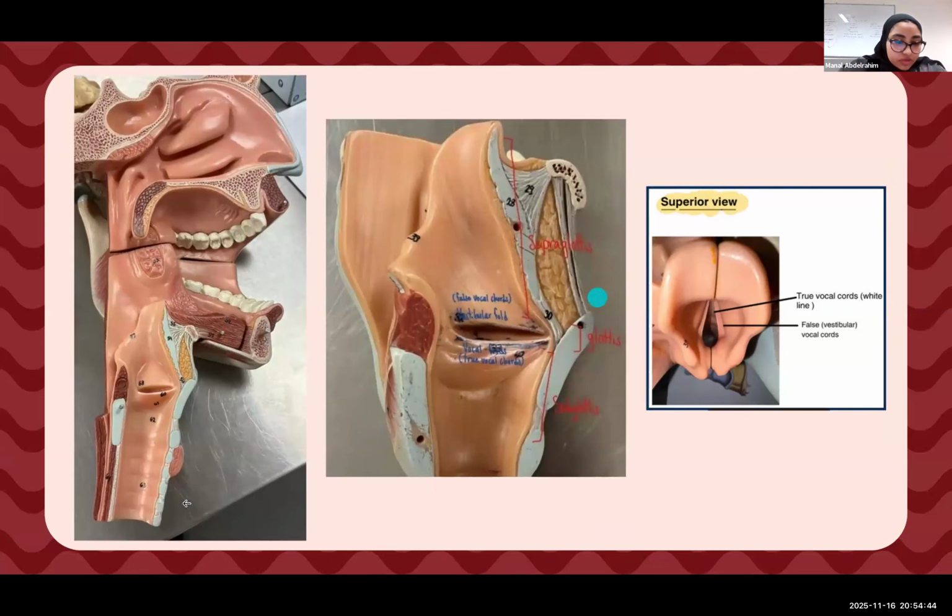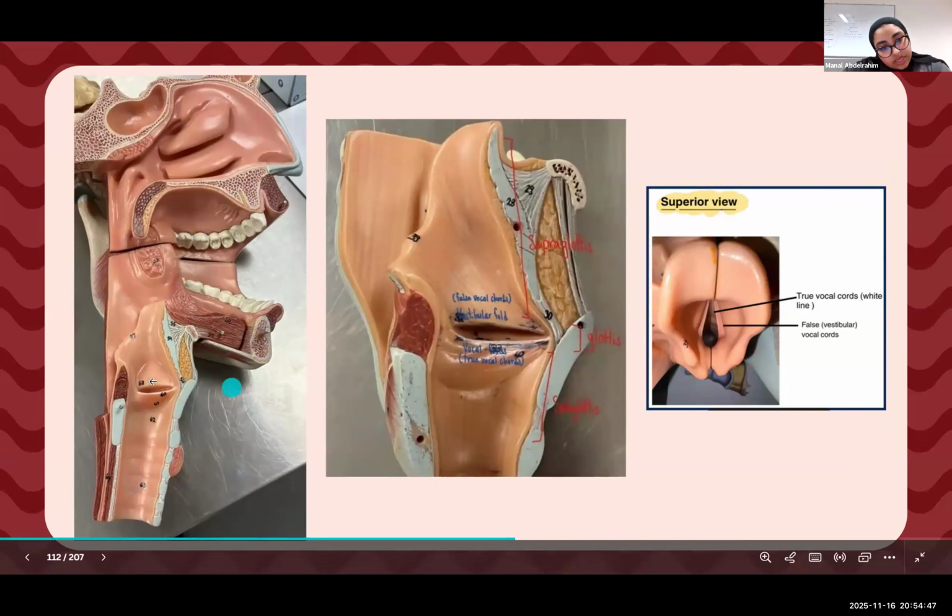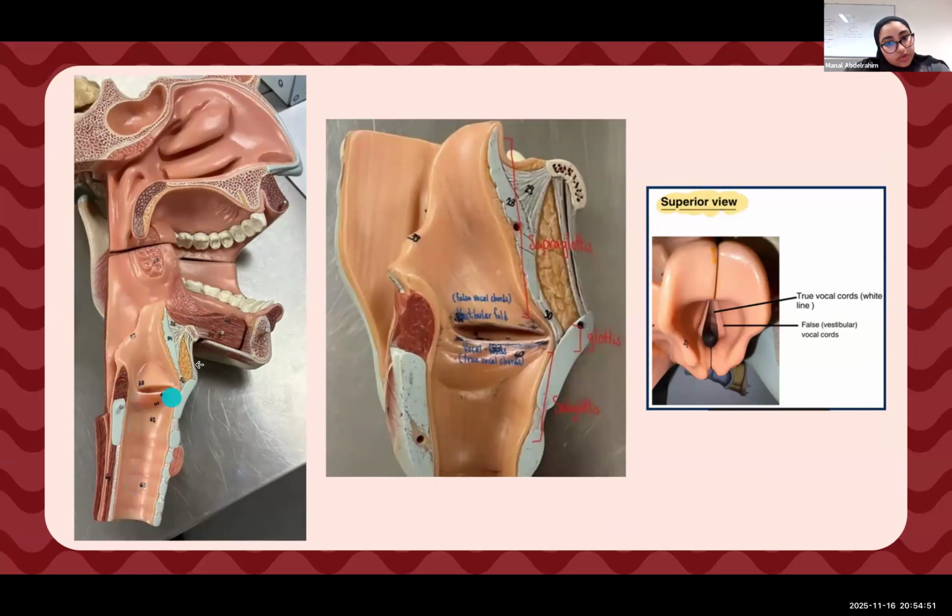Okay. Again, just pictures showing you guys. This is how it looks overall. This is our epiglottis. This is the false vocal cords, and these are the true vocal cords. This is a close-up, and this is a close-up from your lab.